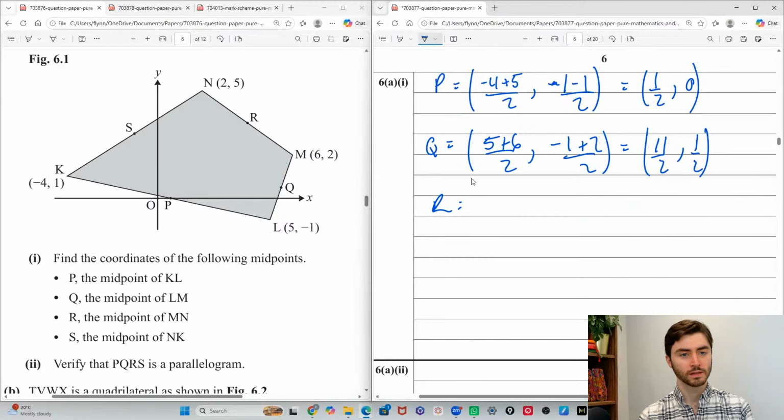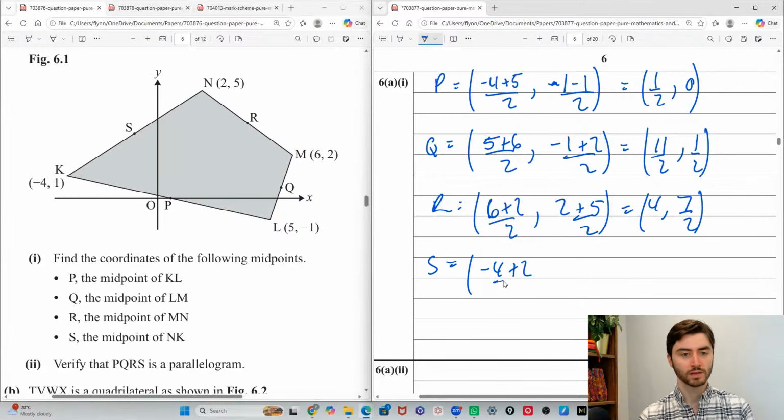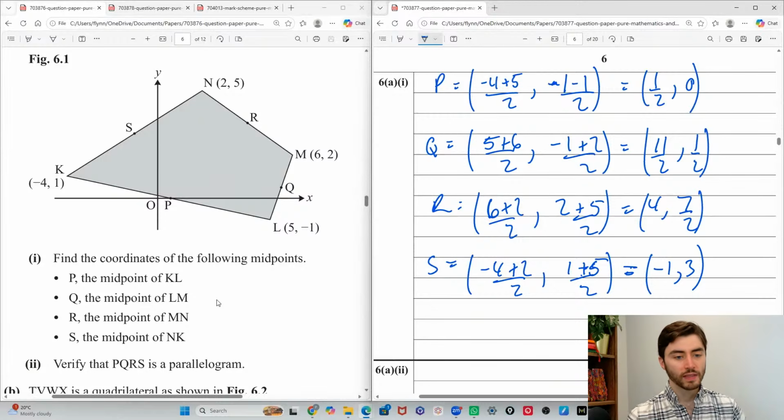R is (6 plus 2) over 2 and (2 plus 5) over 2. So that's going to be equal to (4, 7/2). And S is (minus 4 plus 2) over 2 and (1 plus 5) over 2, which is (minus 1, 3). So we found PQRS. Verify that PQRS is a parallelogram.